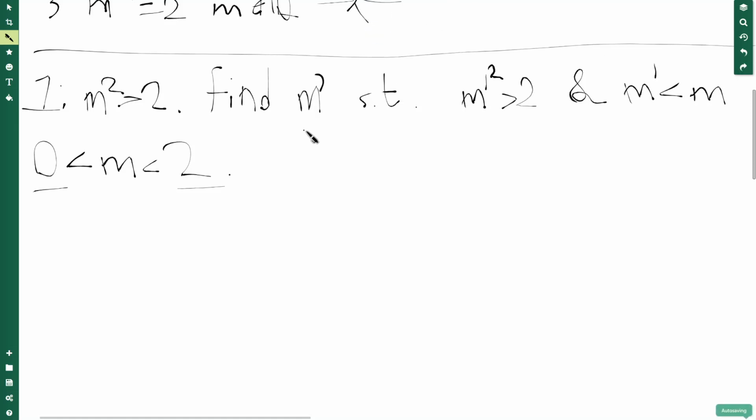Okay, so notice that if m squared is greater than 2, we can write m squared as m squared equals 2 plus h, where h is some rational number greater than 0. And we usually think about it as being very small.